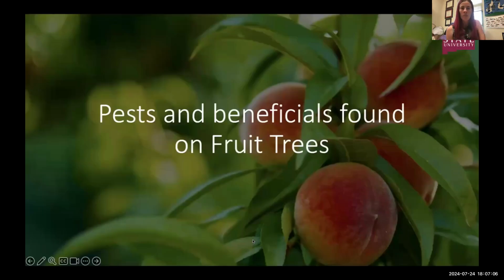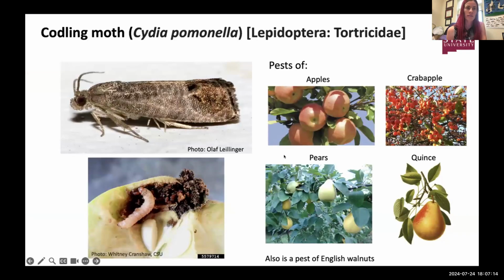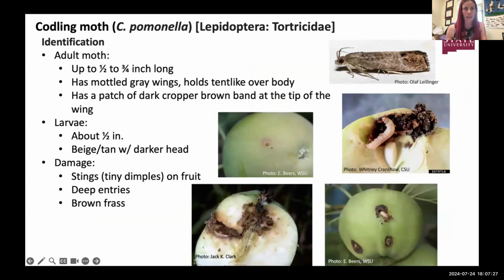So moving along, I'm going to talk about some pests and beneficials found on fruit trees. Codling moth. This is a serious pest of apples, but also pears and crab apples. They really like them. The adults are kind of drab looking. They're about half an inch to three-quarters of an inch long. They have these mottled gray wings.